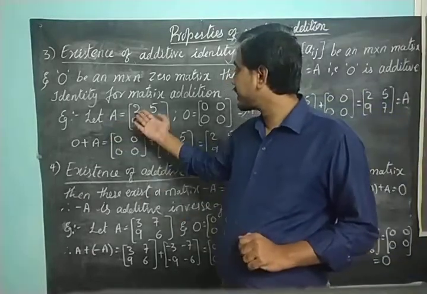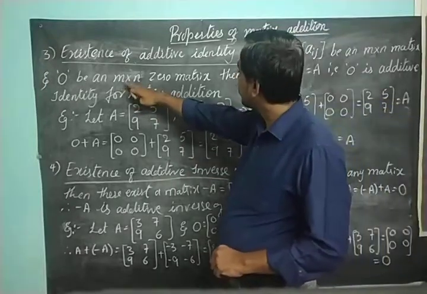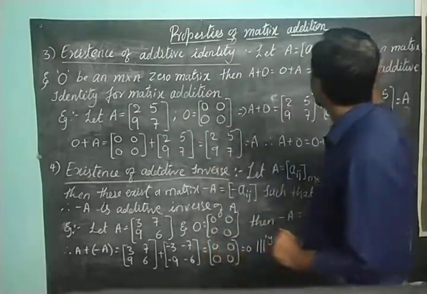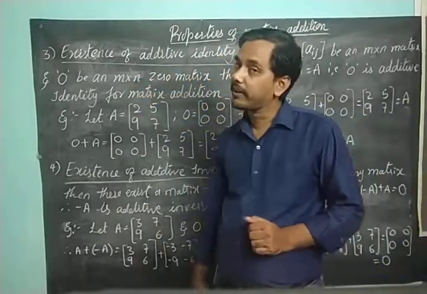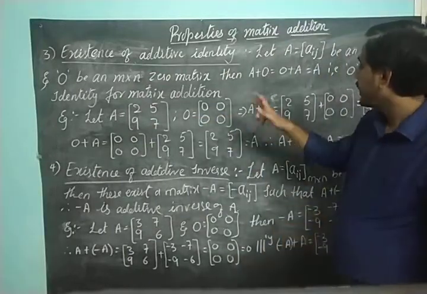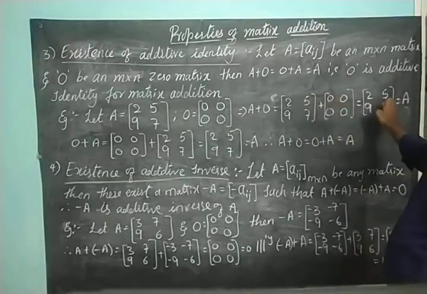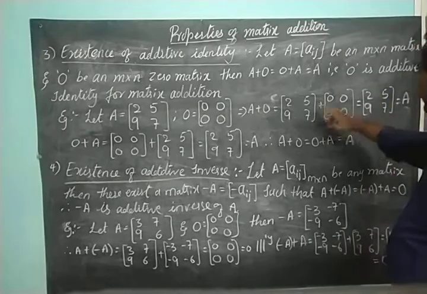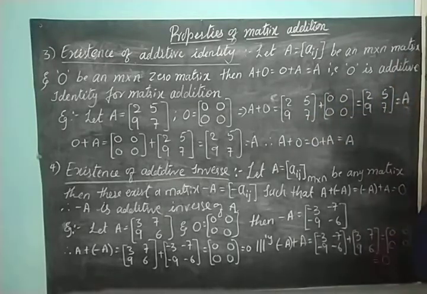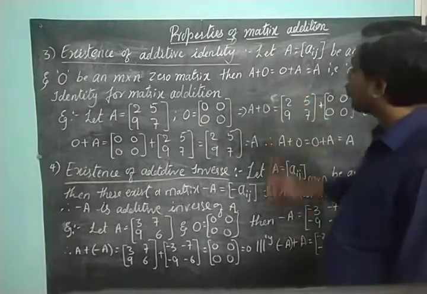Let us consider A as 2, 5, 9, 7. And O is nothing but a zero matrix of the same order as A. Here A is m cross n and the zero matrix is also m cross n. So let O be 0, 0, 0, 0. What will be A plus O? 2 plus 0 is 2. 5 plus 0 is 5. 9 plus 0 is 9. 7 plus 0 is 7. That is nothing but A. If we apply A plus O, what do we get? A.